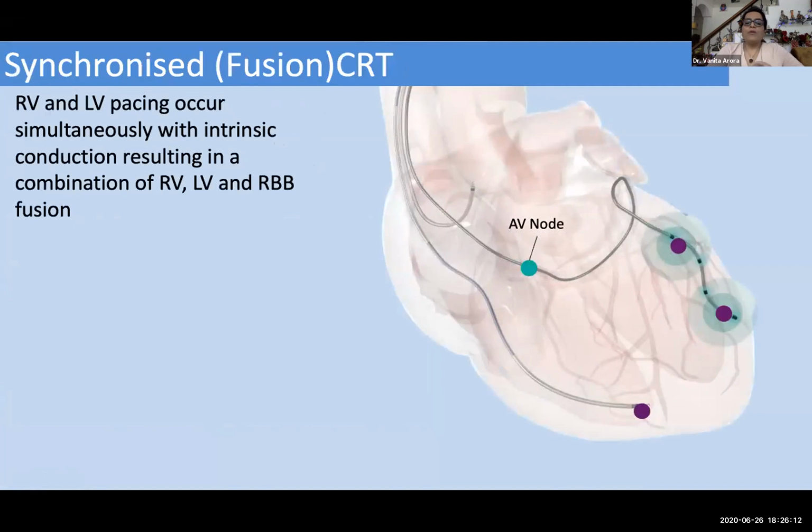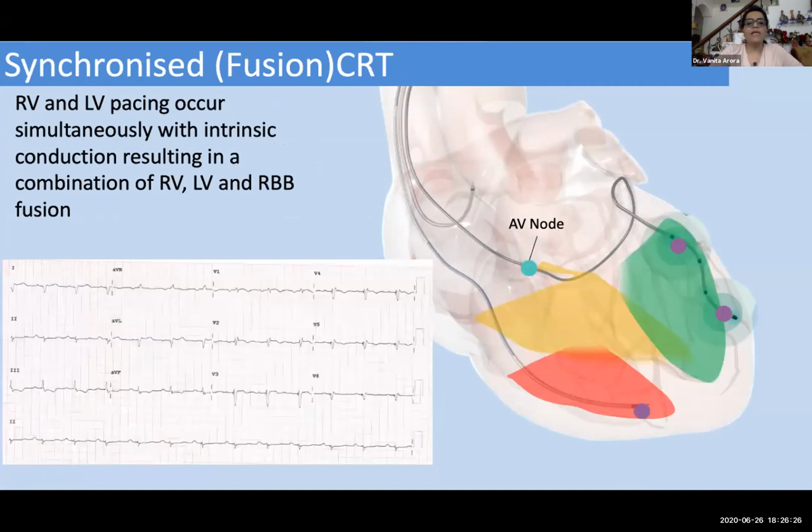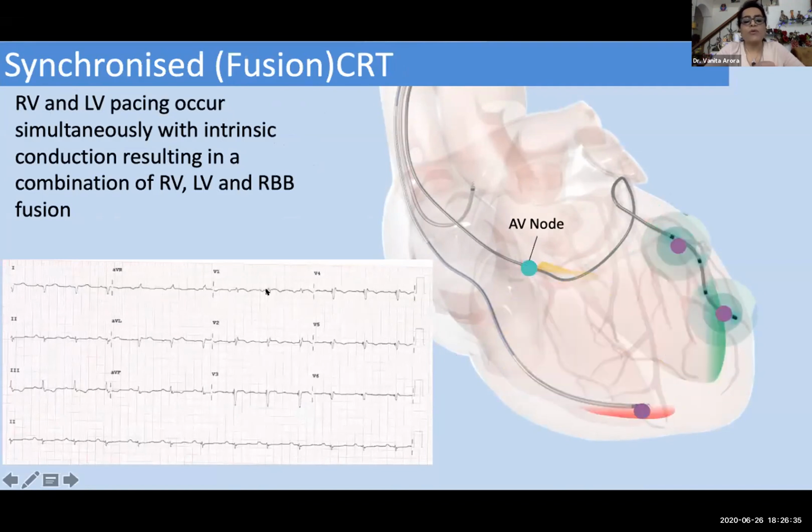But now if we look at fusion CRT, there is simultaneous pacing from the LV and RV along with the intrinsic conduction. The intrinsic conduction is there, and there is a fusion complex resulting in the ECG, which I'm just showing you. The QRS is narrower. There is a biphasic complex in V1, which means it's true bi-V pacing and not only LV pacing, and lead 1 is negative, but the axis changes. Instead of an extreme axis, it becomes the right axis.